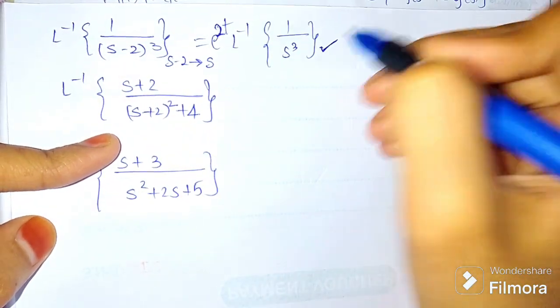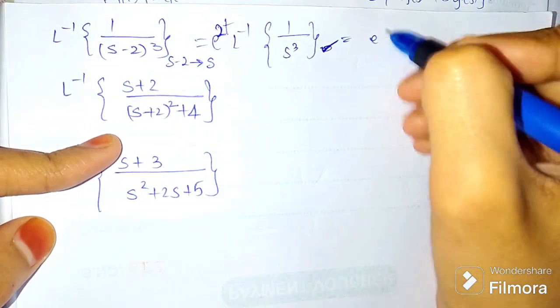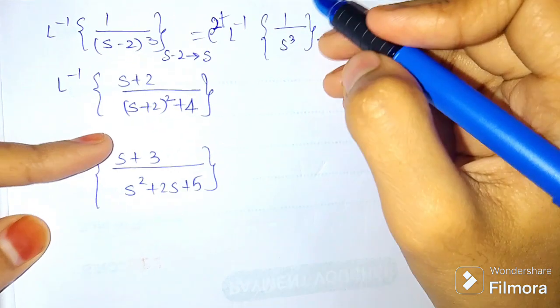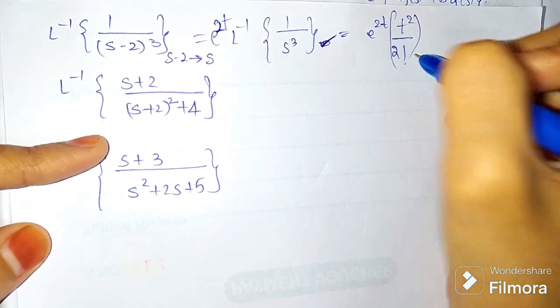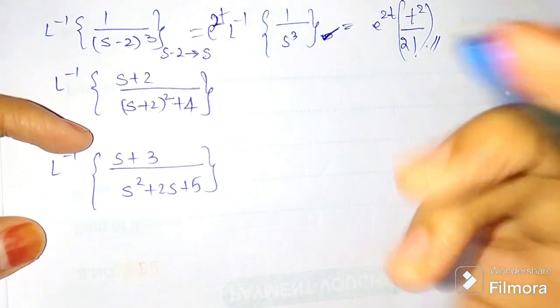So the further answer will be e power 2t. Laplace inverse of 1 by s cube will be t square by 2 factorial. Over. Easy, no? Now see this question.